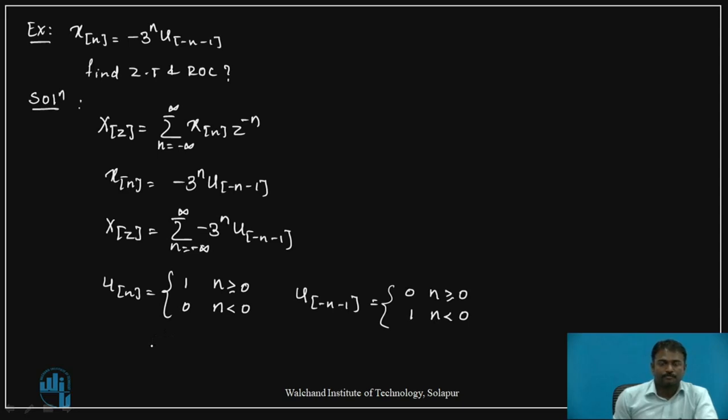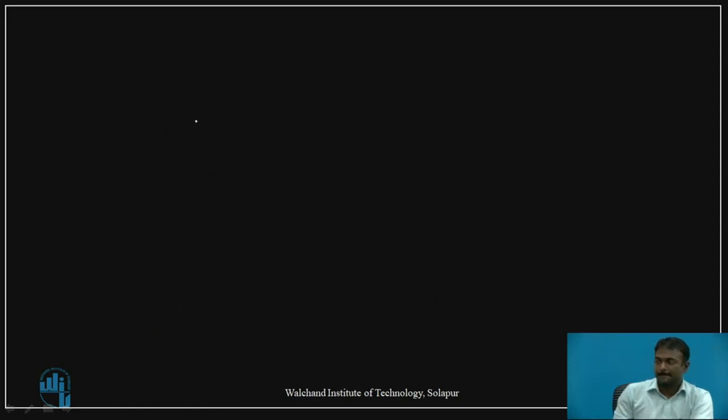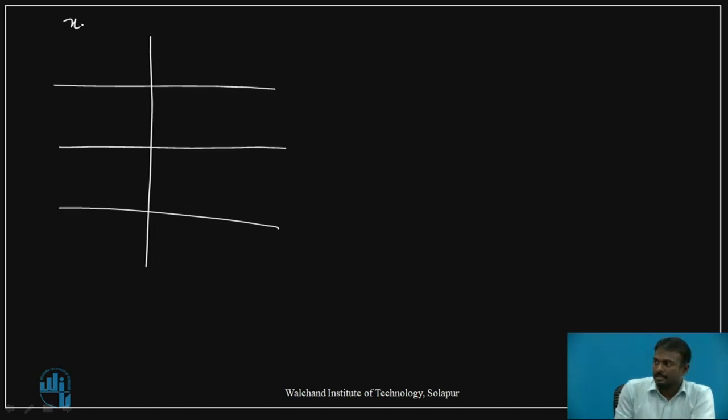Because of u of minus n minus 1, the limits of the summation gets affected, and the limits of the summation will be equal to n equal to minus infinity to minus 1. Now, with the help of graphical representation, let us understand how the limits of the summation have changed into n equal to minus infinity to minus 1. We know that x of n is equal to 3 to the power n u of minus n minus 1. So for simplicity, I am neglecting the negative sign here.